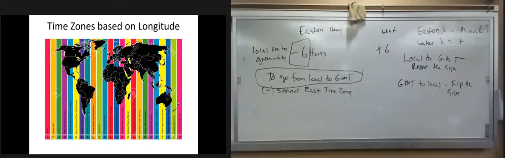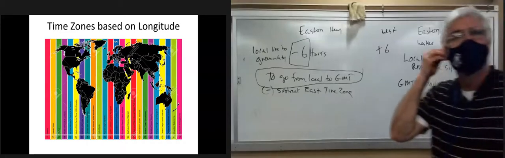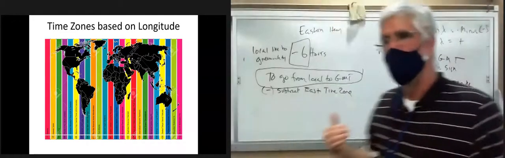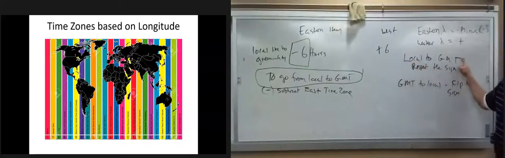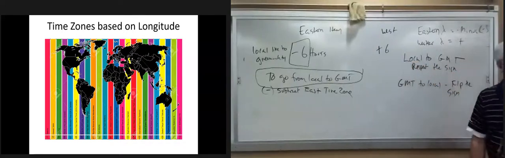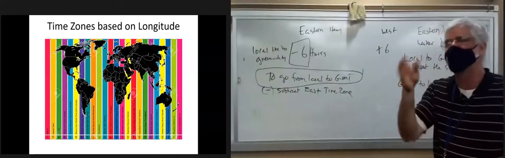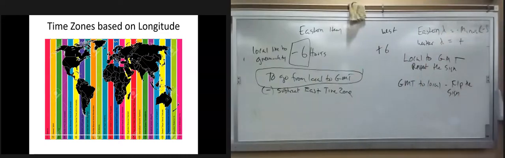Now, these are all east, right? So if this is 3 hours difference, what should this time zone be called? -3. Now I just want you to realize something. We use a system where we name them going from local to GMT, but not everybody in the world does it. Some systems use GMT to local. So I just want you to be aware of that.